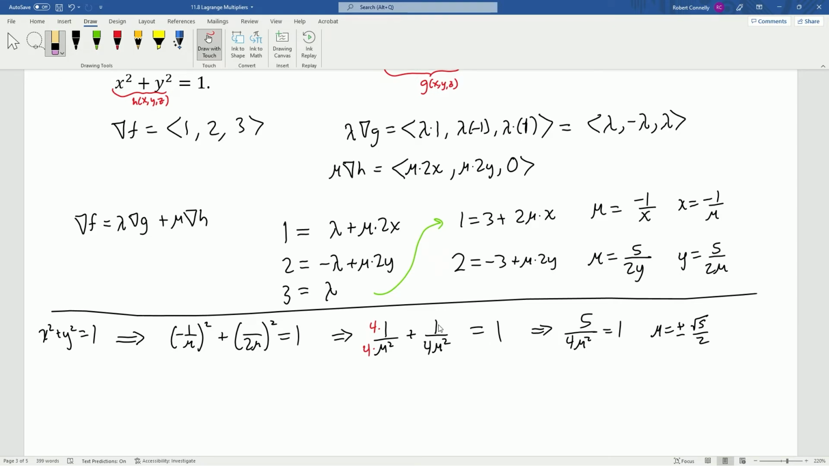Okay, well, let's go ahead and fix that real quick. So this is 5. This is 5. Although that didn't change things too drastically. That gives us 9 over 4 mu squared. So I multiply the mu squared across, and then I take the square root, and I get mu equals plus or minus 3/2.